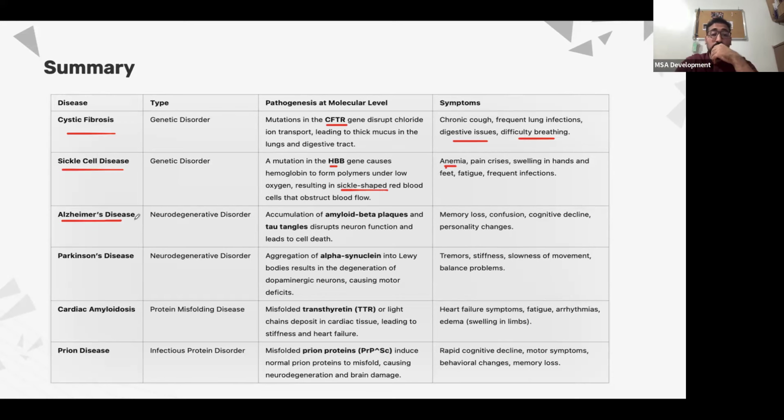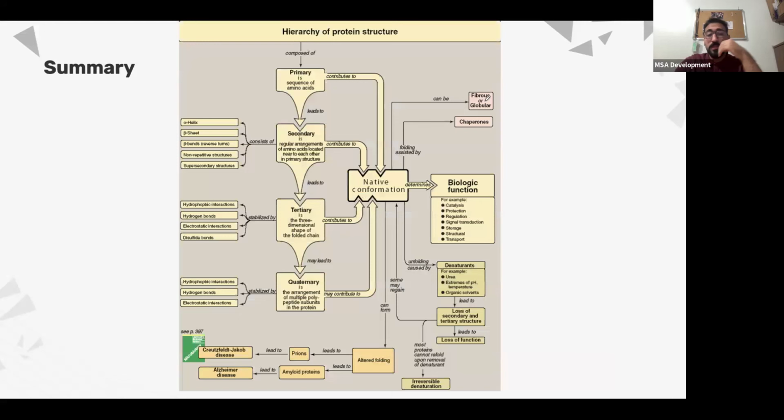Now third, we have Alzheimer's disease, with the amyloid beta plaques as well as the tau neurofibrillary tangles, extracellular and intracellular deposition. In Parkinson's disease, alpha-synuclein in dopamine-rich areas will lead to neurodegeneration, a decrease in dopamine producing cells. Cardiac amyloidosis involves transthyretin in the cardiac tissue, and in prion disease, the PrPSc.